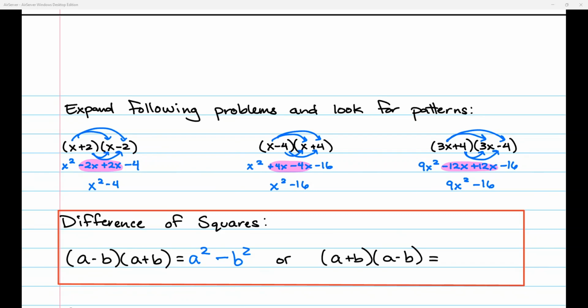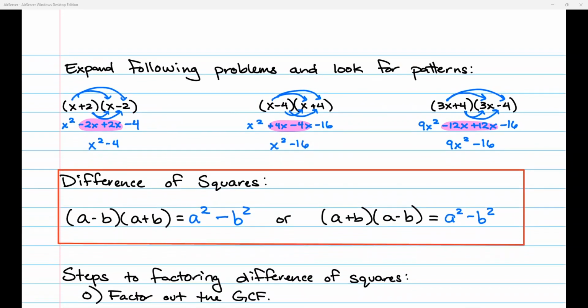And if I have a minus b times a plus b, well, then that should be the same thing as a plus b times a minus b. So this is actually going to give me the exact same answer as well. This is still going to be a squared minus b squared. And again, our goal today is for you to realize, hey, there's a pattern here.